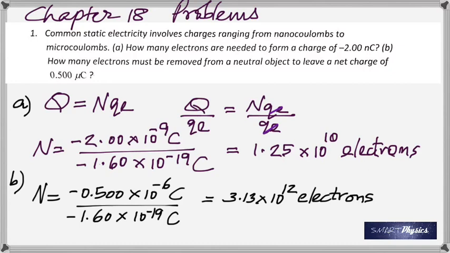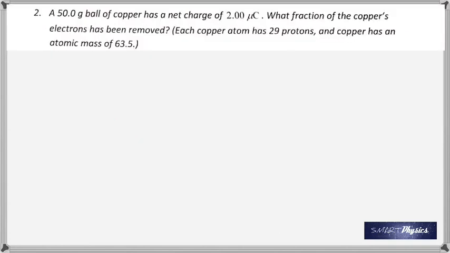Can I have a question like this? Something like this? How many electrons need to be removed to make a charge of 2 microcoulomb? Will you be able to do that? Yeah, just 2 times 10 to the negative 6 divided by the charge of the electron. And you're always going to have a big number. Just remember that. Big number. All right. Go to the second one.